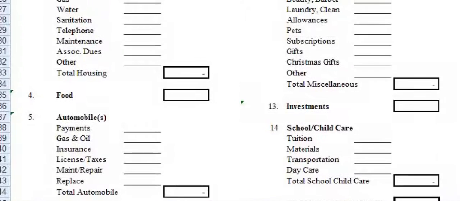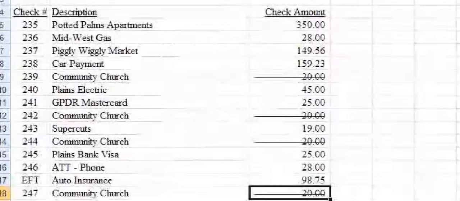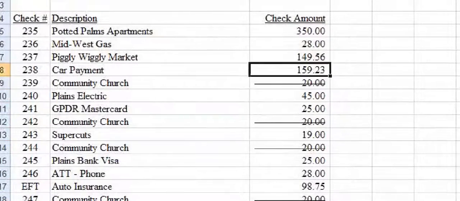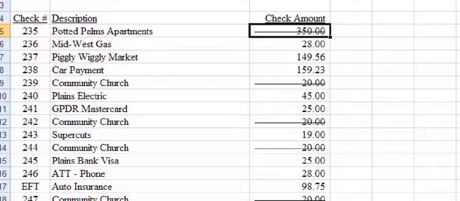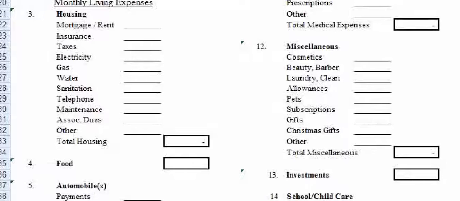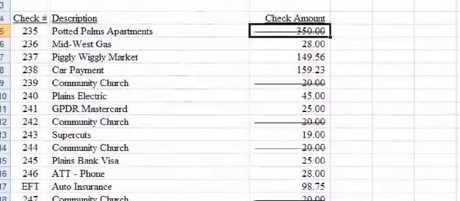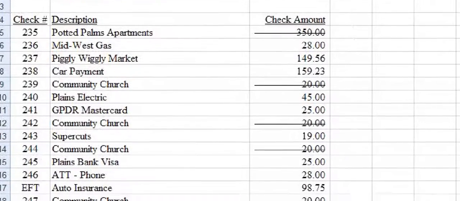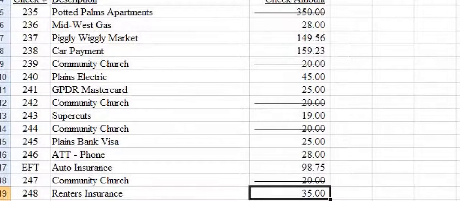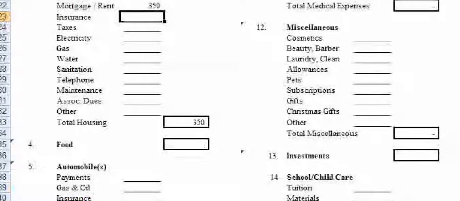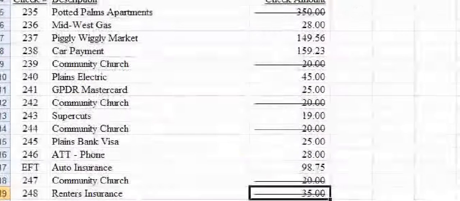Under housing, we will find rent on the list of check tabs at the top of the list. So we'll click on that, go over and strike it out, click on the blank form tab, and enter the $350 next to mortgage rent. Clicking back to the list of checks, at the bottom of the list is $35 for renter's insurance. After striking that out, it goes on the blank form tab directly under rent. Since Joe Demo is renting, there are no taxes, and further down, water and sanitation are included in the rent.